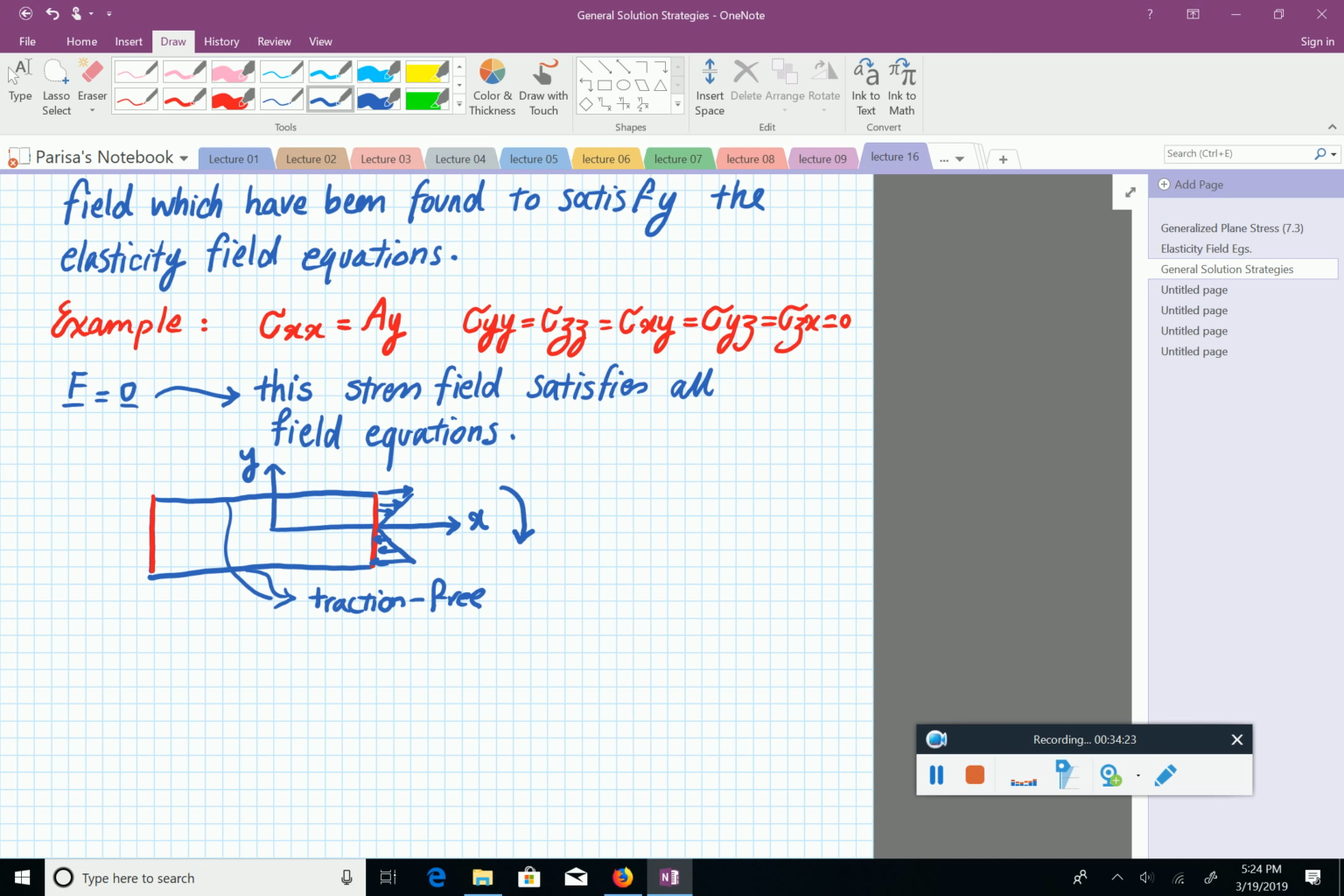Now, what we want to do next is to attempt one method of analytical solution, and this is using the power series method. Some of you may have heard about it, using the Airy stress function. So this is the solution method that we start looking into, which goes under analytical solutions.